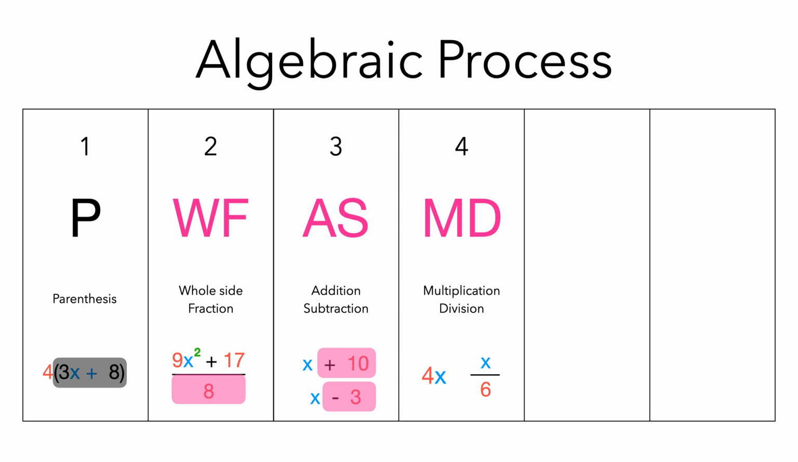And so in the case of the 4x, we'd want to get rid of that 4 times x, so we would divide by 4. And in terms of division, we'd want to get rid of that 6, x divided by 6, by multiplying by 6.